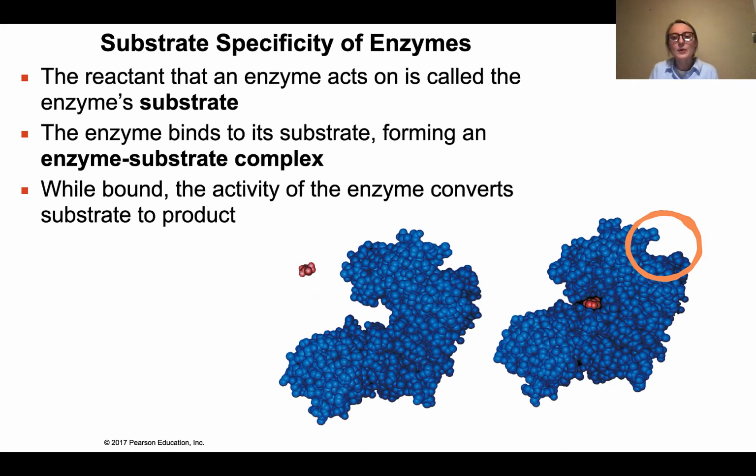So let's talk more about enzymes. We know that our enzymes are specific. There's a specific substrate that can be bound to that enzyme. Whenever those are bound together, we call that the enzyme substrate complex. And the enzyme, once it is bound, is able to convert that substrate to a new product.